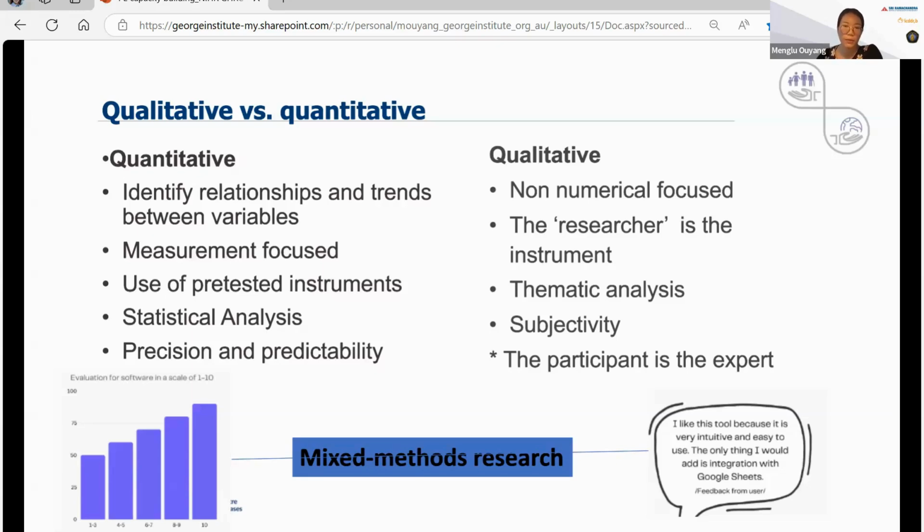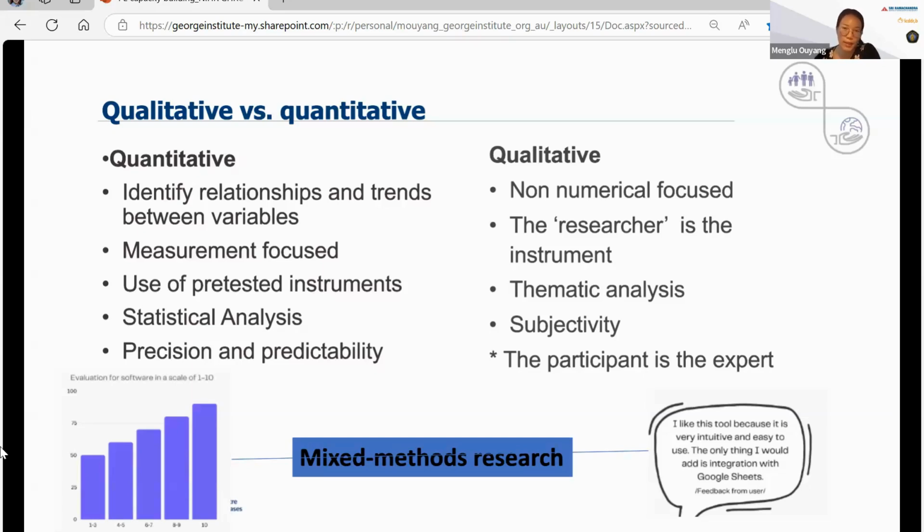The other type of data usually collected in research is qualitative data, which is non-numerical. Usually the researcher, the interviewer, is the instrument. And compared to statistical analysis, the analysis for qualitative data would be much more of a thematic approach. And because we are collecting data from people, it might be much more subjective.